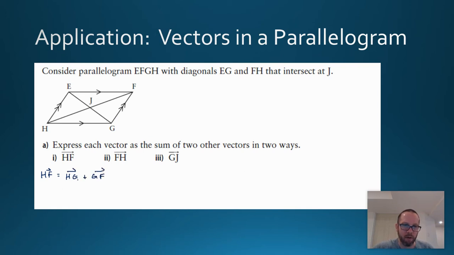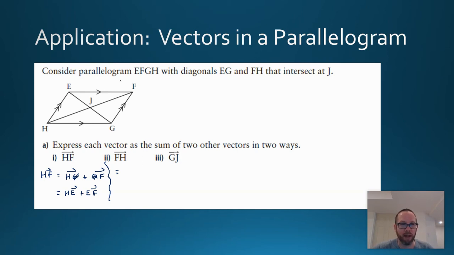And remember, with that linking strategy, those G's cancel, and I know those are equivalent. Or I can go up and then over, so HE plus EF. In the same way for FH, maybe you want to pause the video and give these a go yourself. If I'm going from F to H, I could do it multiple ways.